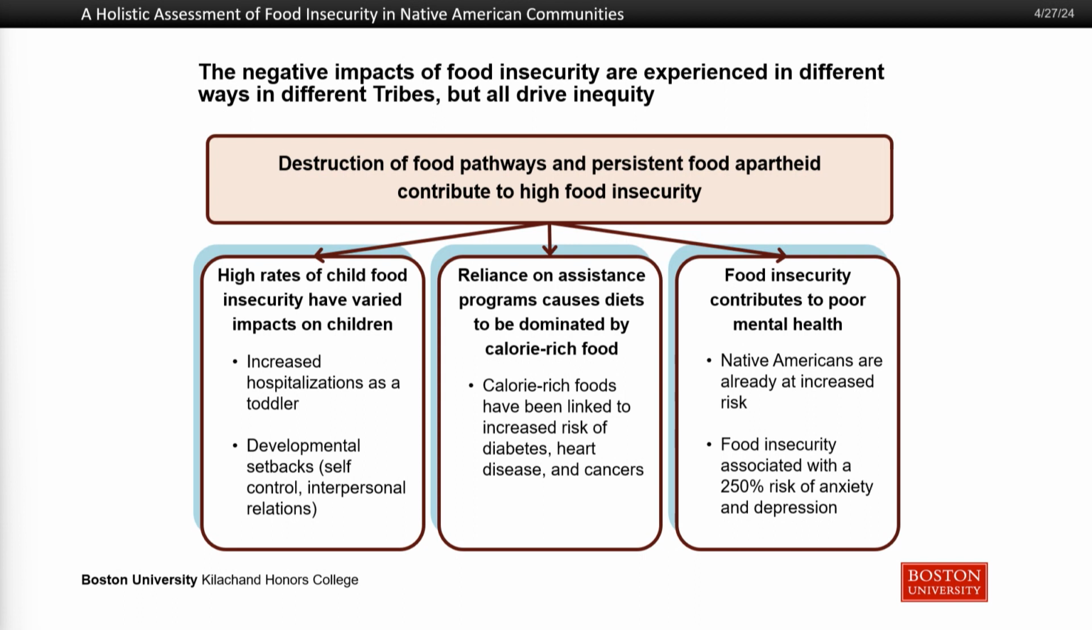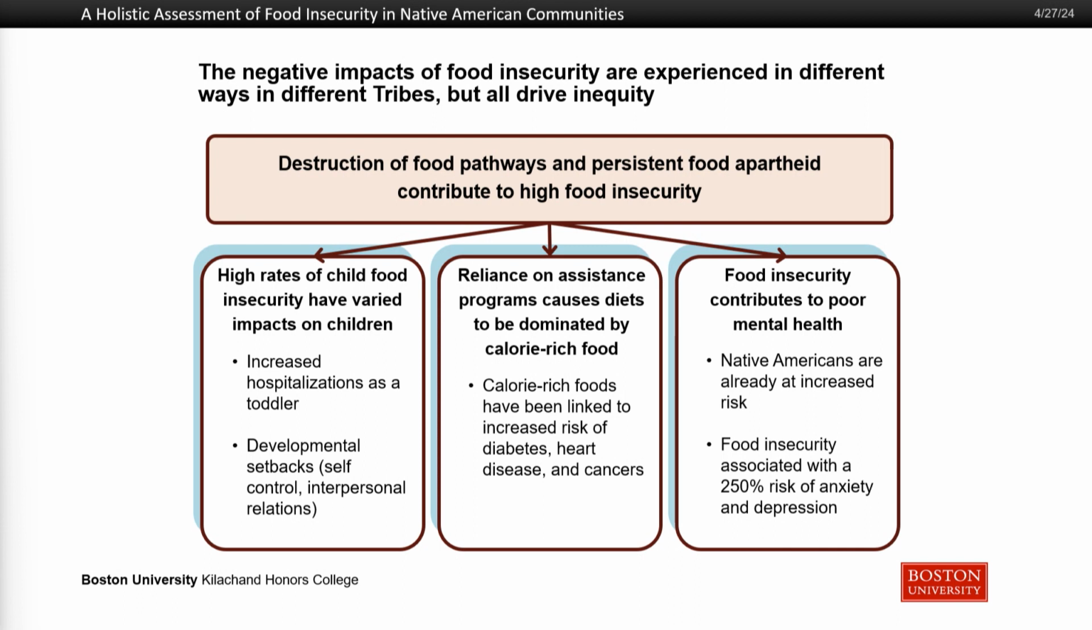Calorie-rich foods have been linked to an increased risk of diabetes, heart disease, and cancers, and the genetic impacts of these disorders are long-lasting, so even if food insecurity was to magically disappear tomorrow, these impacts would still be felt as they've accumulated throughout the generations.